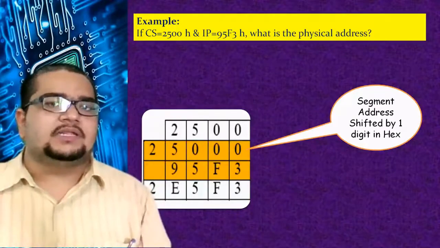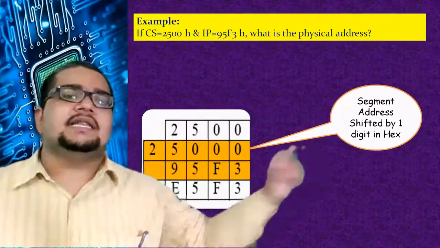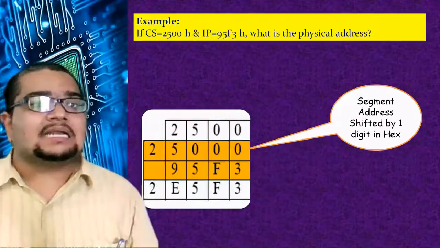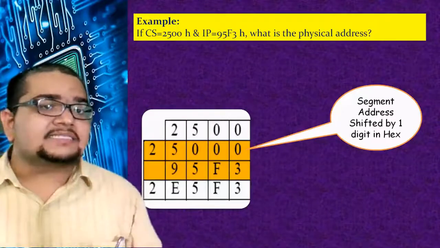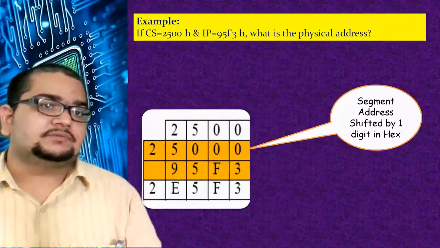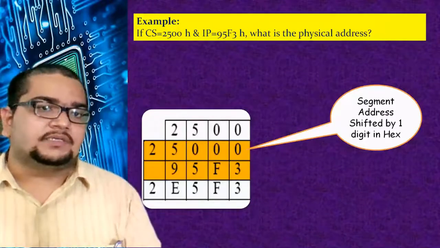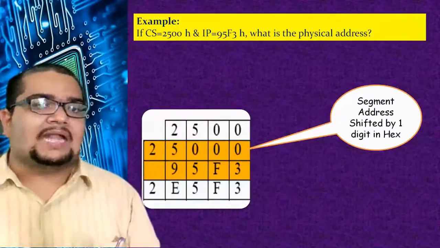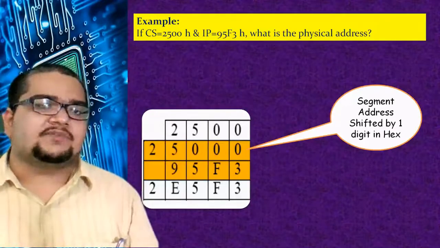25000 hexadecimal. So here you can see that it's a segment address shifted by one digit in hexadecimal position. Now I have to add another 16-bit value contained in the IP register to get my exact physical location. So I'll add that one here, 95F3. Adding these two, I'll get 0 plus 3 is 3.